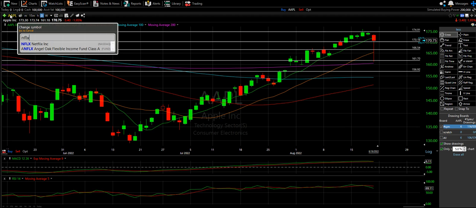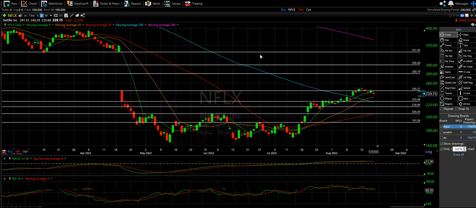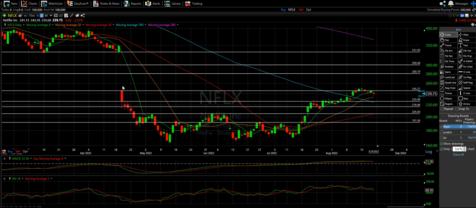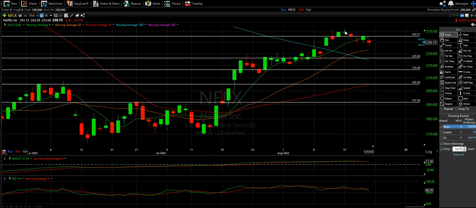So I've been watching Netflix, and it definitely did not hit the gap like we wanted, right? So I'm going to zoom out just a little bit. I'm just salivating right here. I want to fill this gap so hard. And it looked like there was a moment on the 15th where it might have wanted to do it. But again, we need confirmation before we make moves, right?